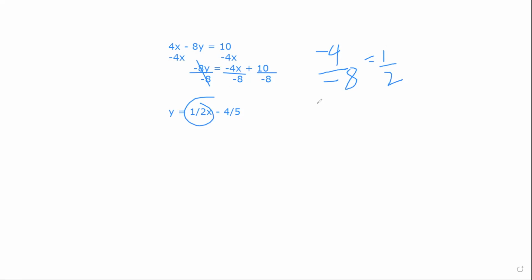And then the other one, 10 over negative 8 is similar, only I can't quite reduce it as much. Hey, and I got it upside down. So that should have been 5 over 4.